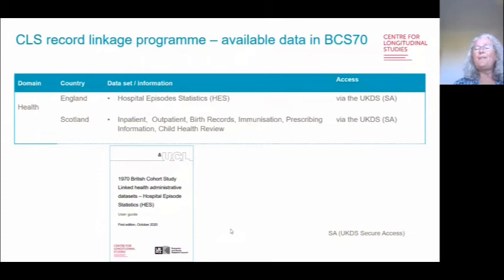So within the Centre for Longitudinal Studies, there's a substantive ongoing record linkage programme. In the BCS-70, consents were collected over different domains, as I mentioned, health and economic, and so far health records for England and Scotland are available via the UK Data Service secure access. There are user guides outlining the details, and if you want to know more about using linked health administrative data in the cohorts, there is a webinar in December.